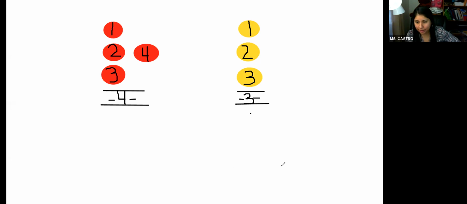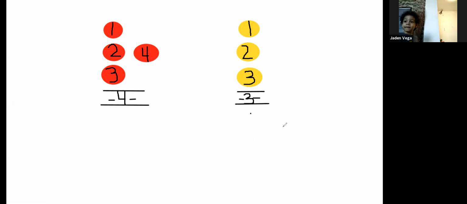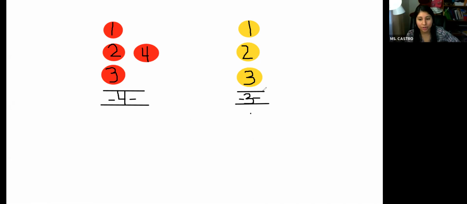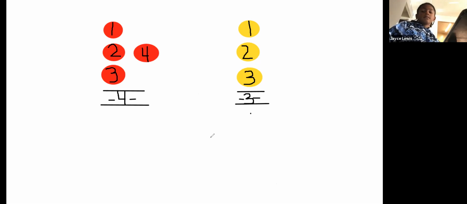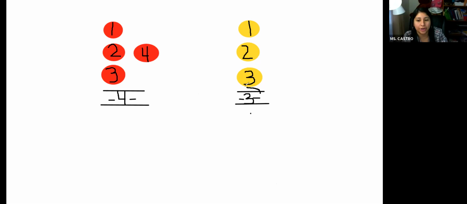Is 4 less or is 3 less? Jace, I see your hand is up. Hold on a second because I see Jaden has his hand up. I want to give him a chance, okay? Jaden, can you unmute yourself and tell us which group is less? Is 4 less or is 3 less? 3 is less. Very good, Jaden. Excellent job. So the number that we're going to circle, Jace, what number do we circle? 3. Very good. Thank you, my dear. So we're going to circle the number 3. That's the number that we wrote on the line because that's how many we counted for yellow.